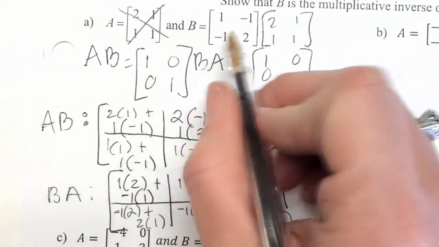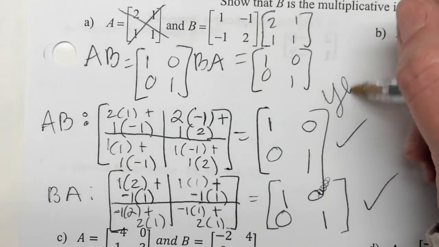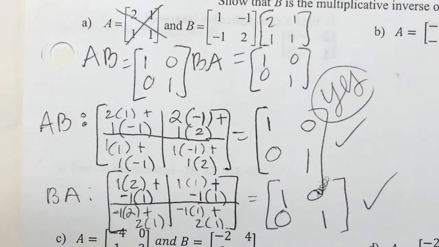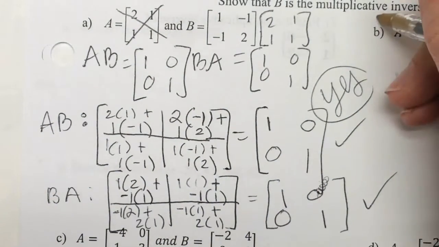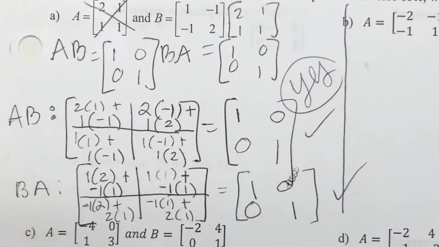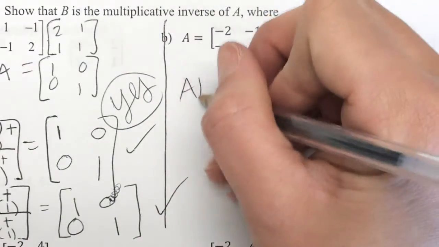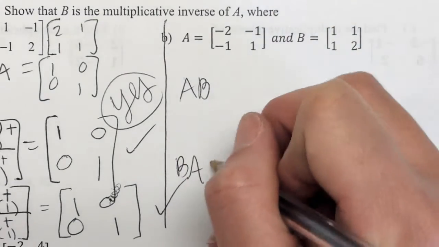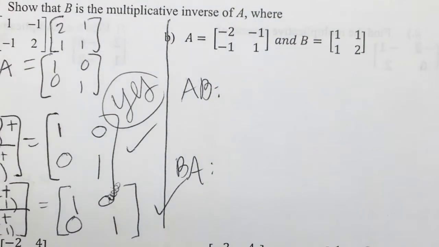So these, we would say, are inverses of one another. These are inverses, because we multiplied them both, swapped the order, and they're both the identity matrix. All right, do B on your own. Multiply A times B, then B times A. And if one of them doesn't give you the identity matrix, you can stop there. And if you're using your calculator, that is fine.